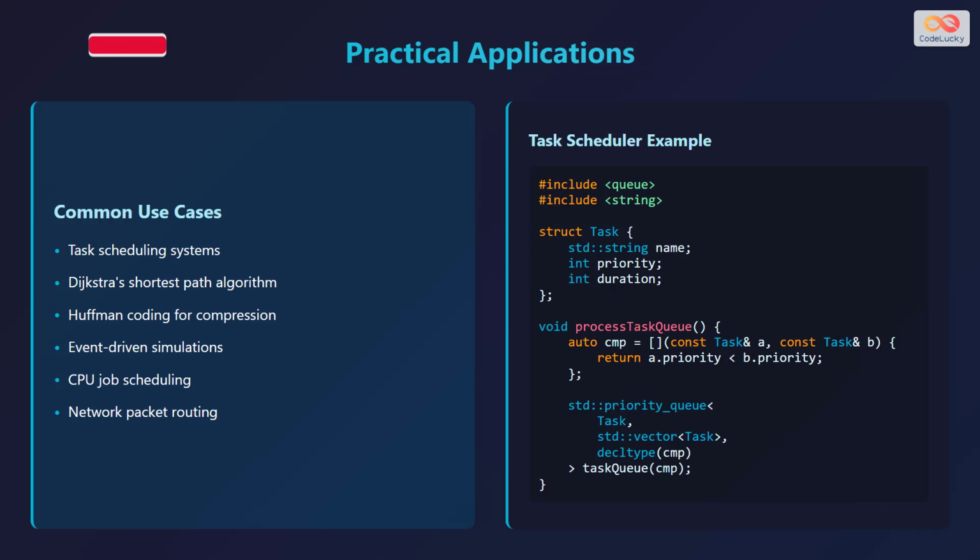Here's an example of how to use a priority queue in a task scheduler. First, include the queue and string headers. Define a struct called task with a string name, an integer priority, and an integer duration. Then, create a function called process_task_queue. Inside the function, define a Lambda function called CMP that compares two tasks based on their priority. Create a priority queue of tasks, passing the CMP Lambda function as the comparator. This will create a priority queue where tasks are prioritized by their priority value.